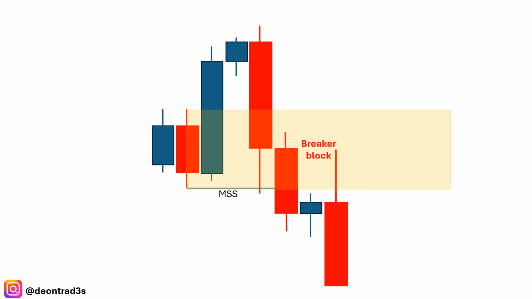Now, what is a breaker block? A breaker block is simply a failed order block. It's a failed order block that turns into another supply or demand point of interest. So in this case, here you had a bullish order block. But this bullish order block was violated by price aggressively with this displacement, meaning this is a failed bullish order block.